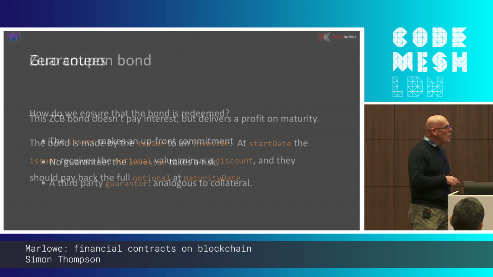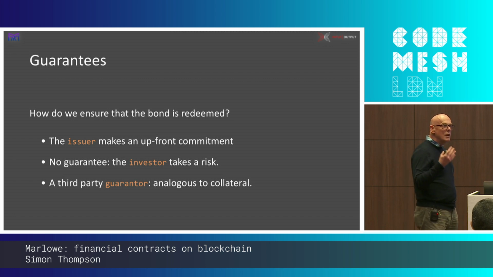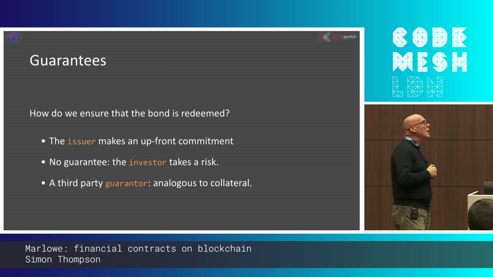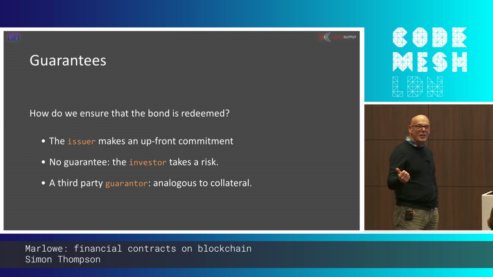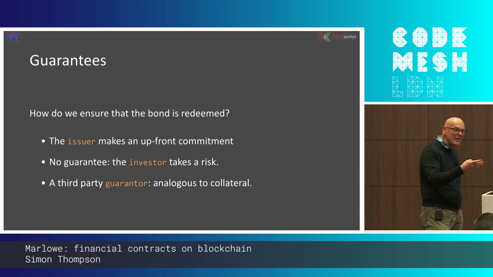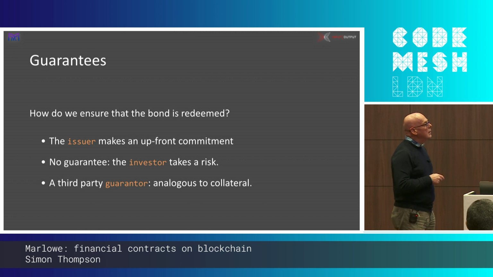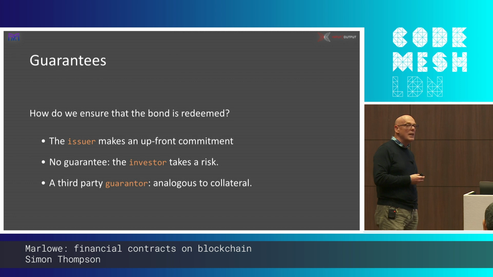Now, I said what we wanted to do was think about making these self-enforceable. So how could we do that? Well, one thing we could do is say that the issuer, the person who wants to borrow the money, has to make an upfront commitment of the money that they're going to pay back. But that's just ridiculous. If they've got the money, they don't need to borrow it. We could code it like that, but it would make no sense. The second thing we could do is say the investor simply takes a risk. That's how things are in the real world: investors don't always get their money back, and we can write the contract where that risk is possible.